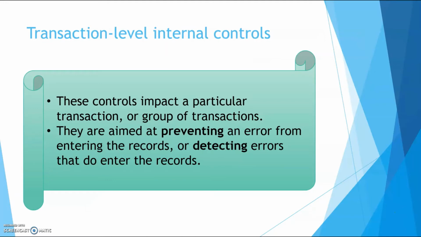So, we've looked at entity level controls. What about transaction level internal controls? Now these are controls that impact a particular transaction or group of transactions. They are aimed at preventing an error from entering the records or detecting errors that do enter the records.